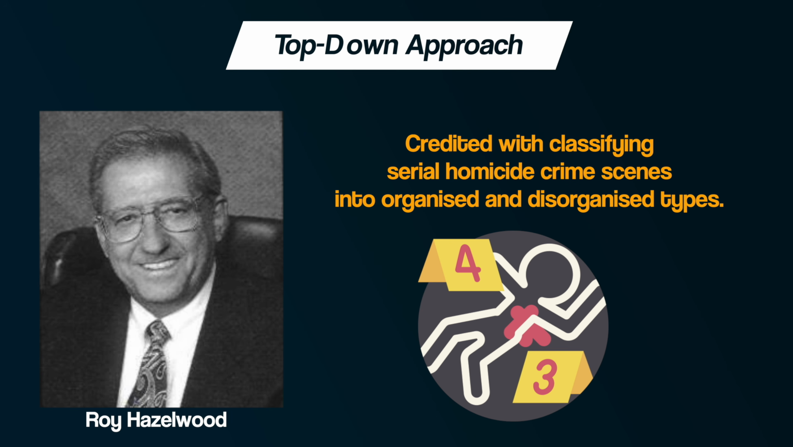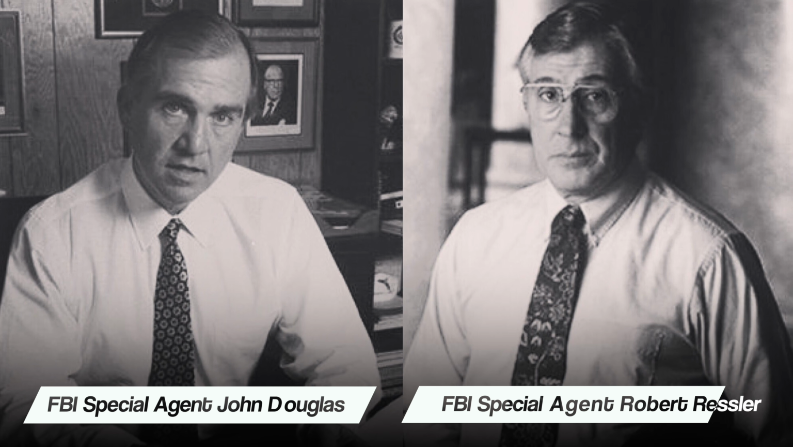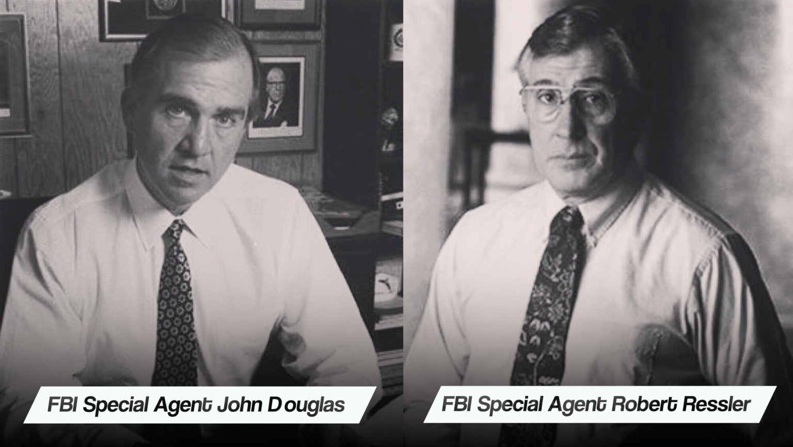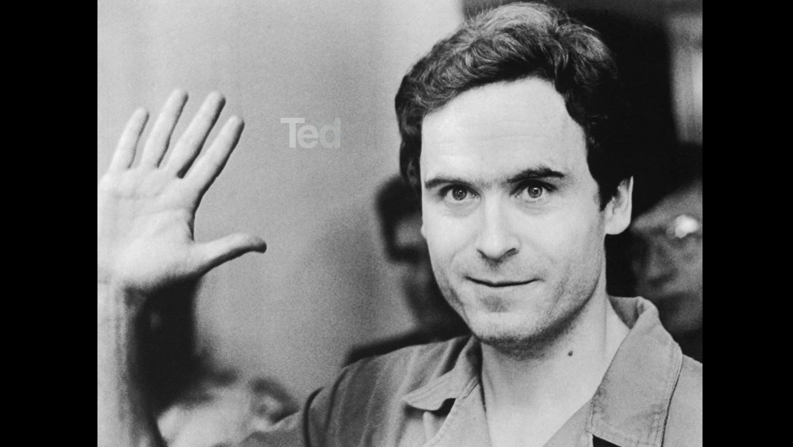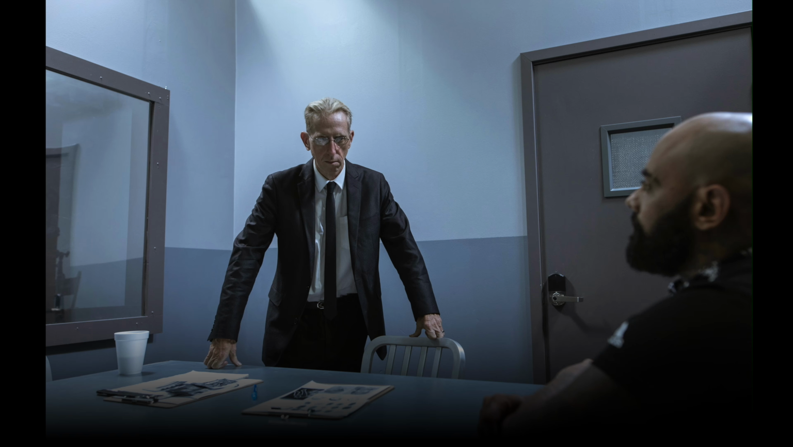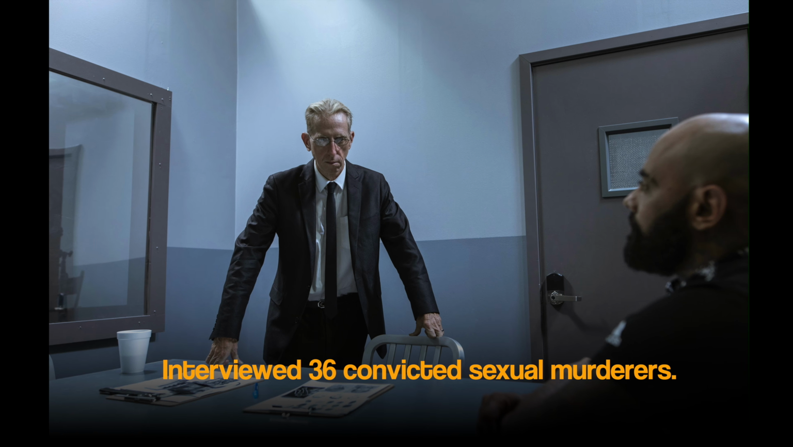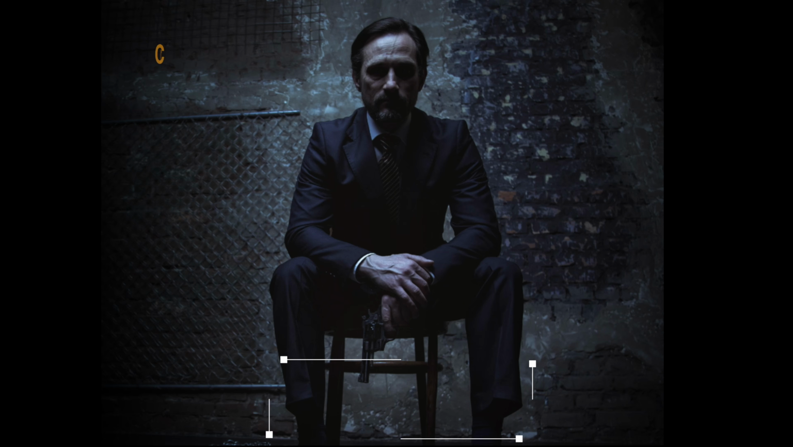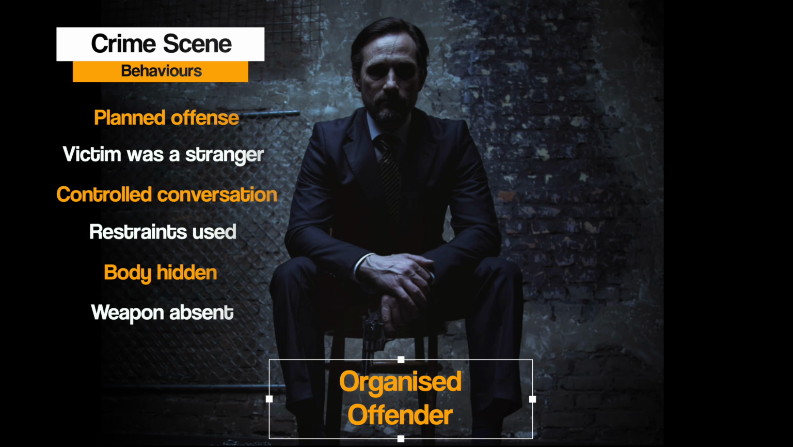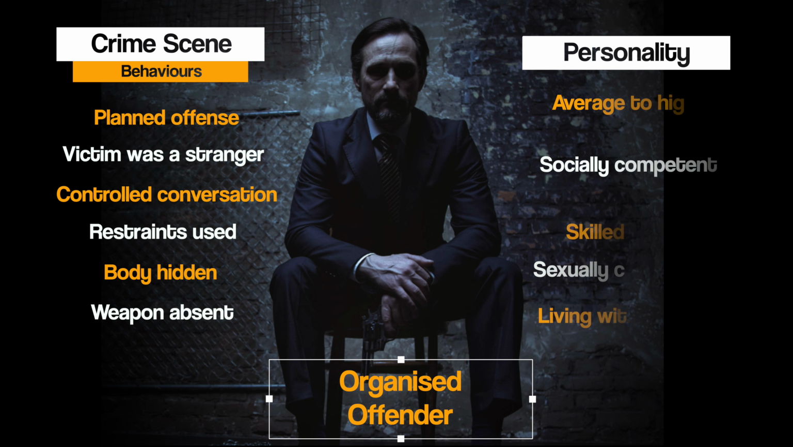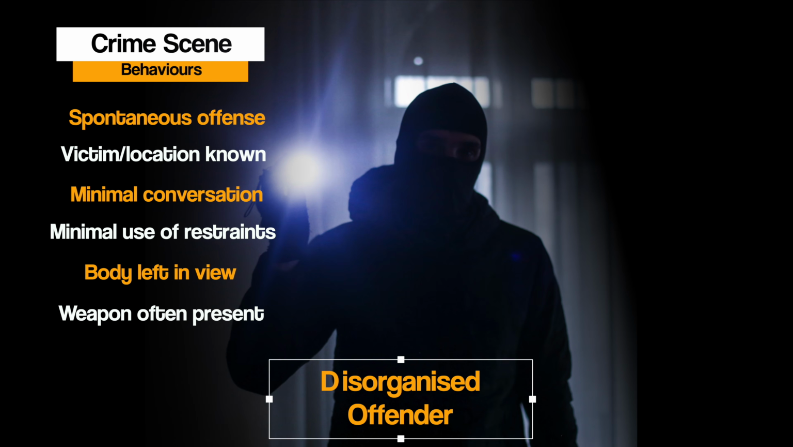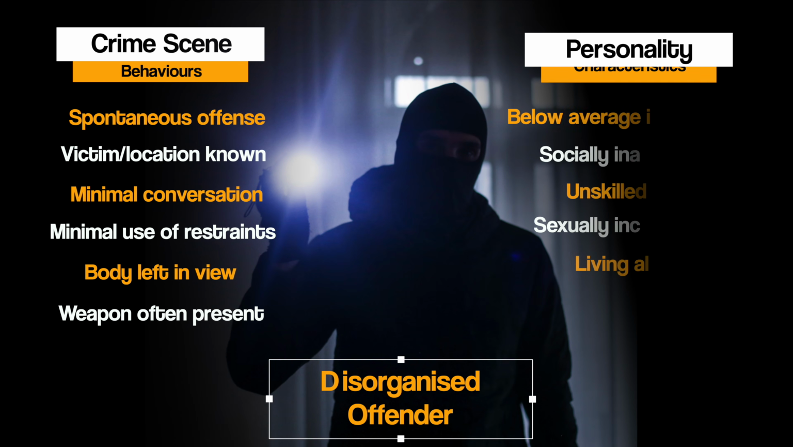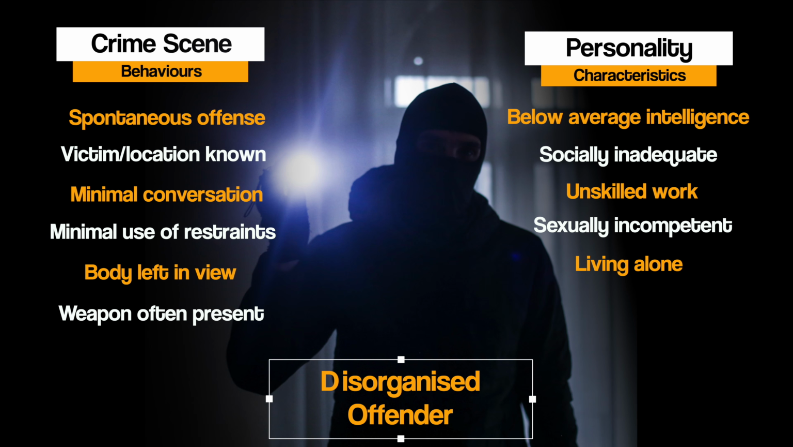This typology of organised and disorganised was then studied further by FBI agents John Douglas and Robert Ressler, who in the 1980s conducted prison interviews with convicted serial sexual murderers, which included the likes of Ted Bundy. In total, they interviewed 36 convicted sexual murderers. Here is a list of some of the crime scene behaviours of an organised offender. And here is a list of the personality characteristics. And here is a list of some of the crime scene behaviours of a disorganised offender, and here is a list of their personality characteristics.